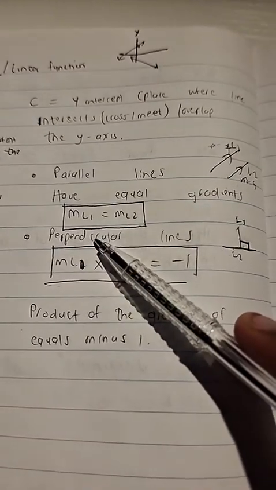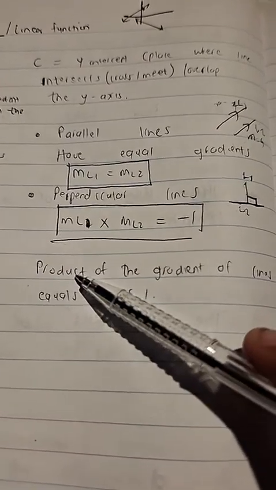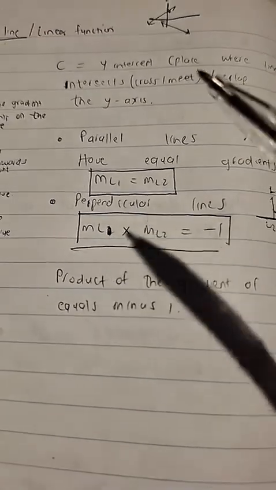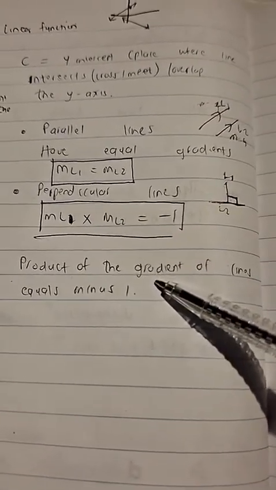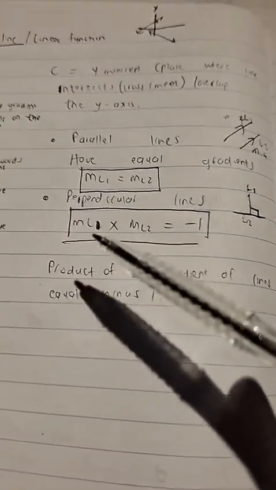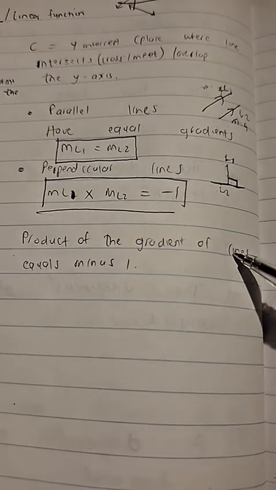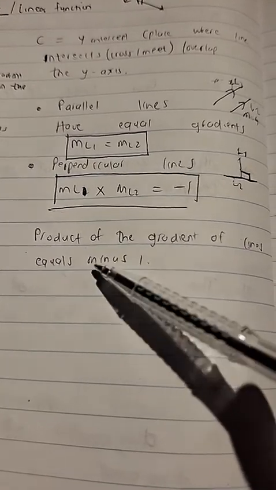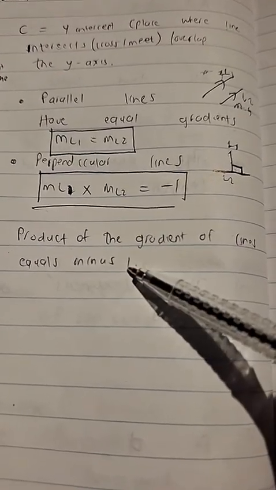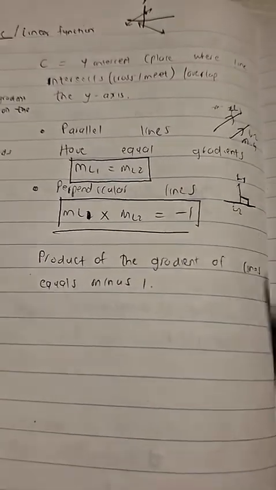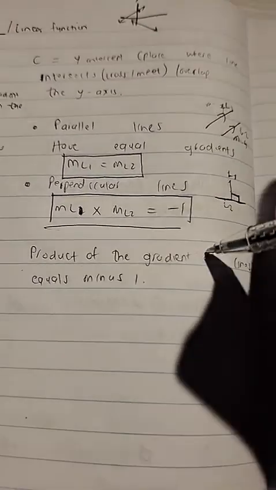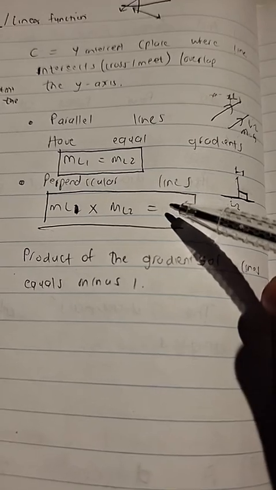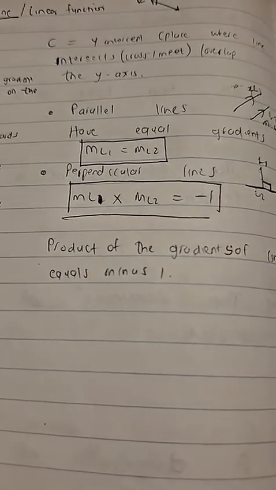So, simply put, we say that the product of the gradients, this word product means the multiplication of the gradients. That's what the word product means. The product of the gradients of lines that are perpendicular will equal -1. The product of the gradients of lines that are perpendicular will equal -1.